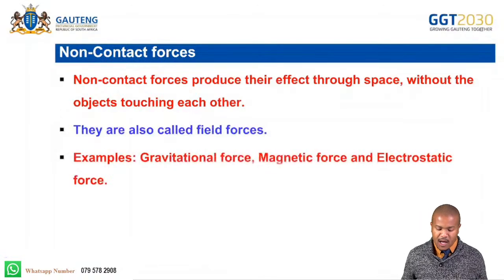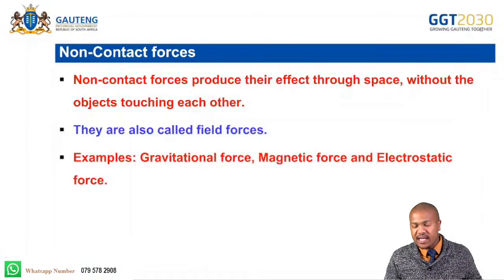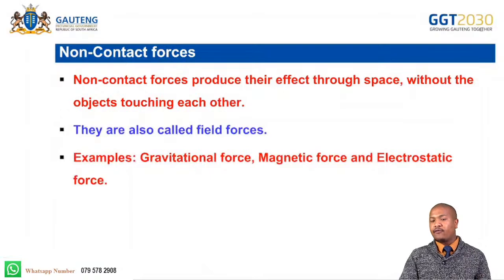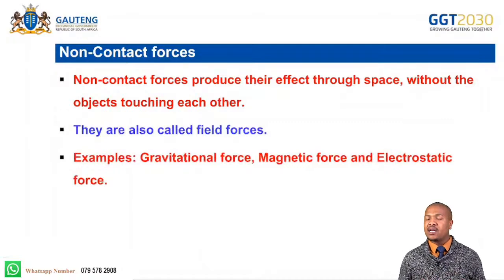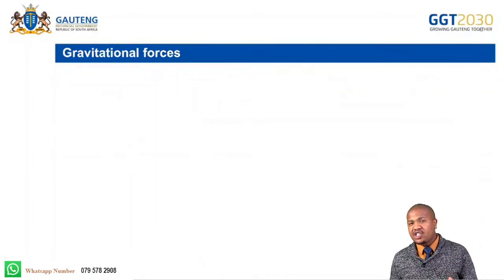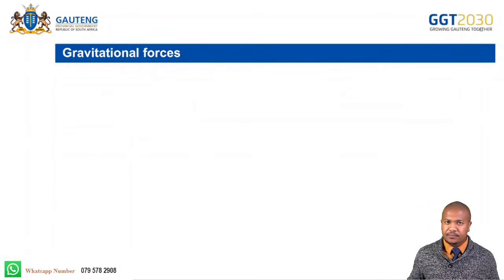Are we together? Examples of non-contact forces include gravitational force, magnetic force, and electrostatic force. These are the 3 examples that we're going to talk about today under non-contact forces, and see how they produce their effect through space, over a distance, without these objects touching each other. Starting off with gravitational force.